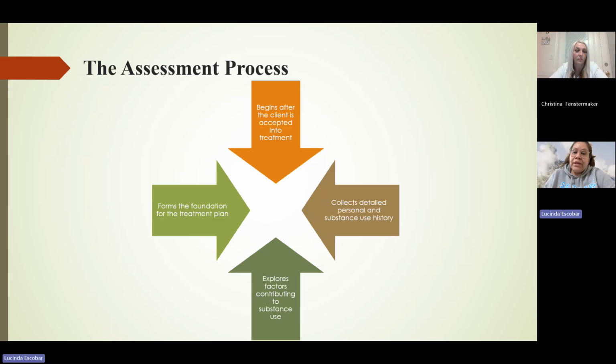And then this is the assessment process. Once the client is accepted into treatment, the assessment process begins. This involves gathering detailed information about the client's substance use, personal history, and current challenges. The assessment helps the counselor understand what contributed to the substance use and what areas need to be addressed in treatment.